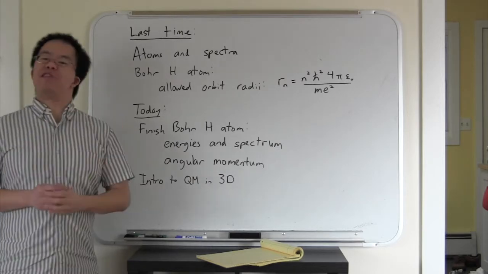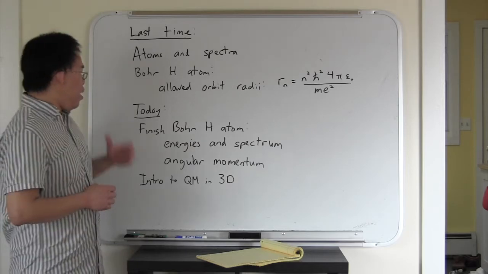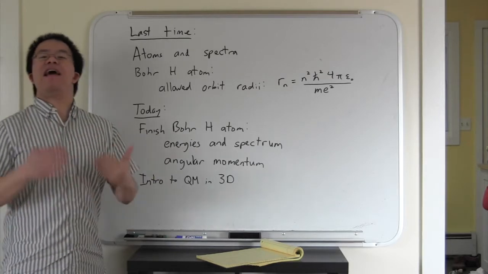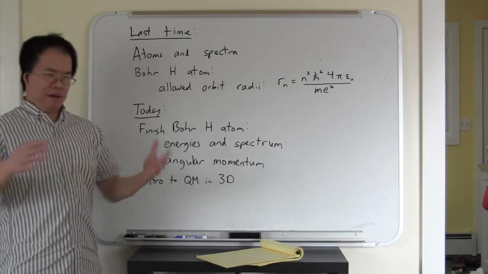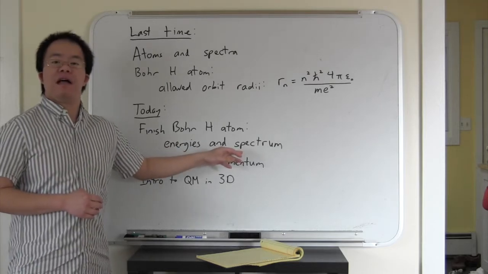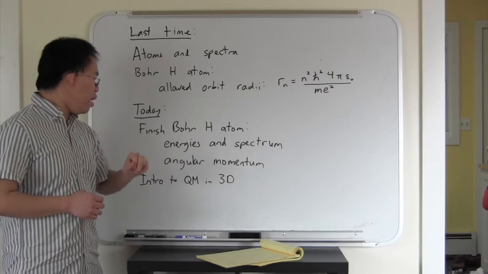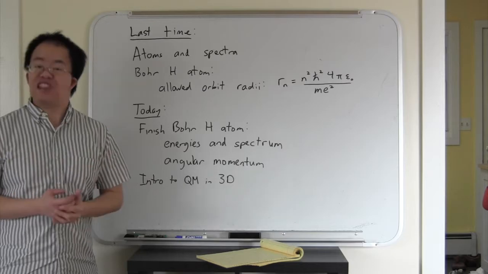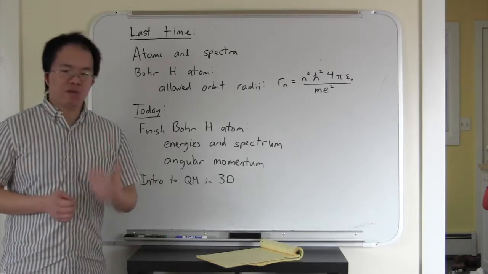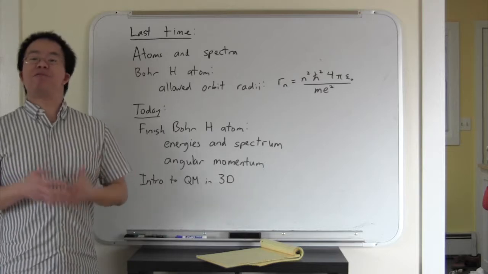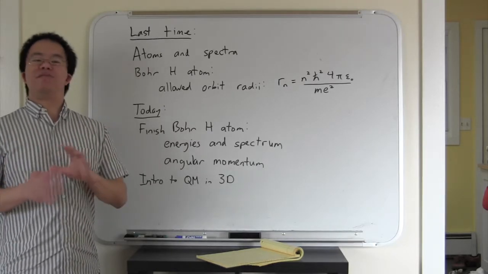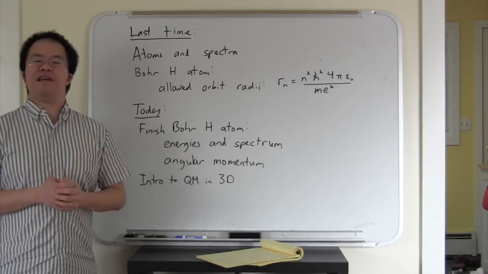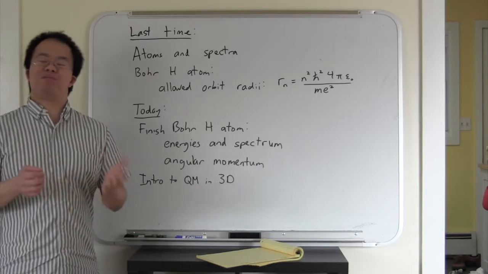Today what we'll do is we'll finish our discussion of the Bohr hydrogen atom. Our principal goal, and Bohr's principal goal, is to be able to calculate the energies of the atom so that we can go and predict the hydrogen spectrum. We'll also take a look at what the Bohr model implies about angular momentum quantization. After that, we'll take a short look that will introduce us to quantum mechanics in 3D and some new features so that we're then prepared to look at the hydrogen atom in quantum mechanics briefly on Monday.